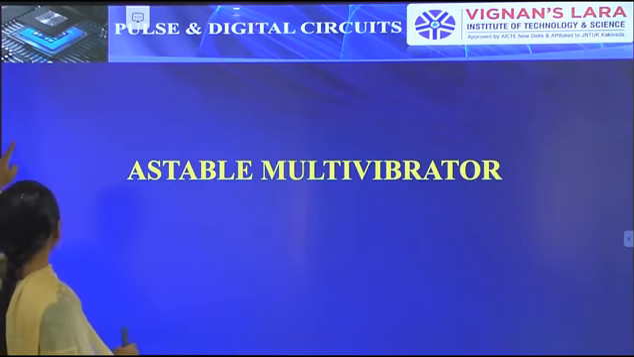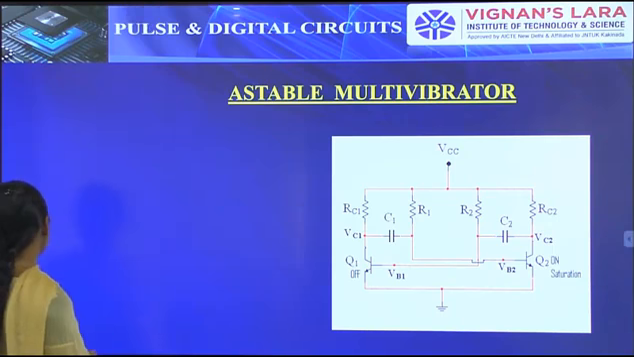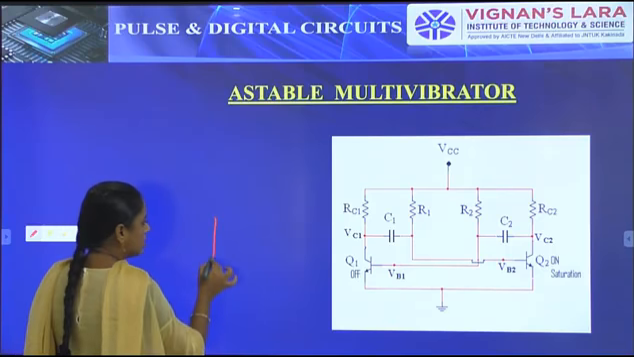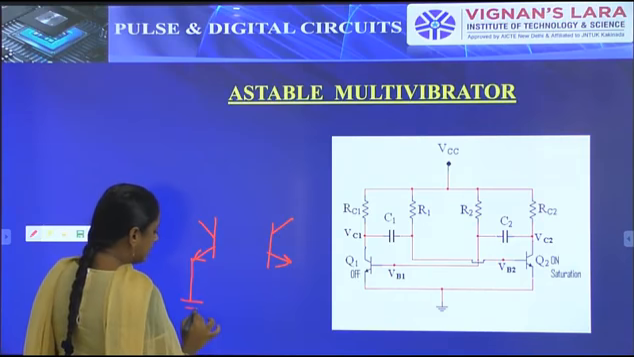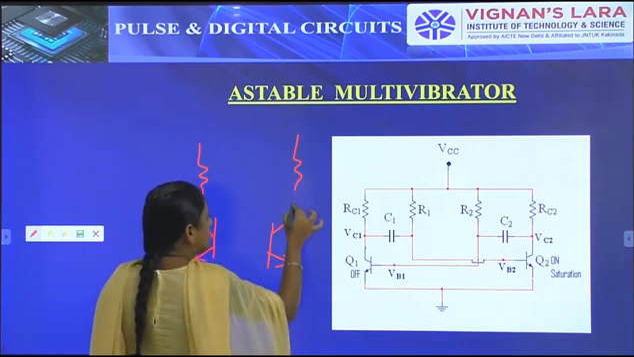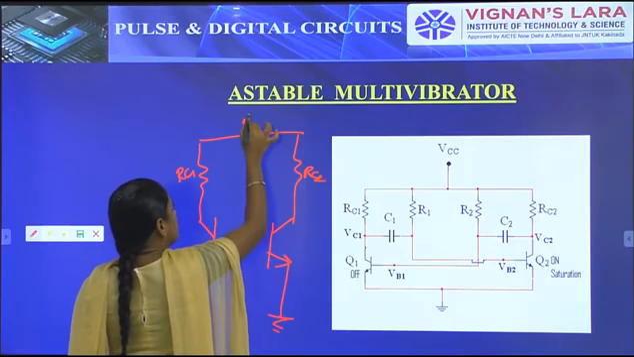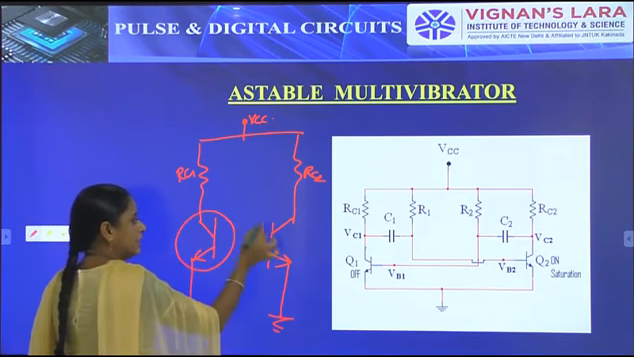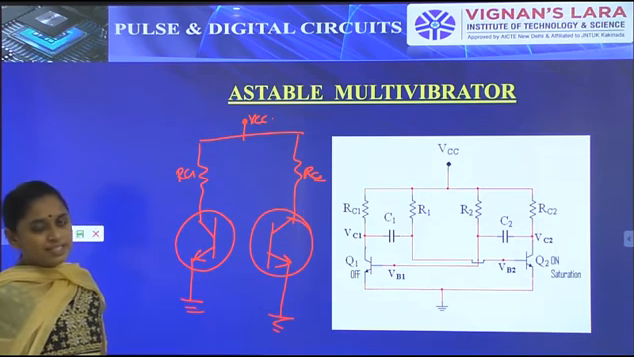So let us check the operation of this particular collector coupled astable multivibrator. Here it also consists of two transistors. Let me redraw this diagram. Both the emitter terminals will be connected to the ground, and both the collector terminals will be connected to VCC through RC1 and RC2. After that, the coupling element: what is meant by coupling? The output of one transistor is connected to the input of another transistor. This type of connection is simply known as coupling.